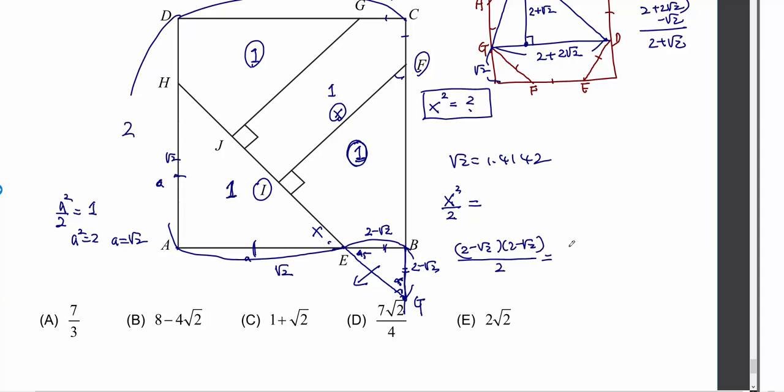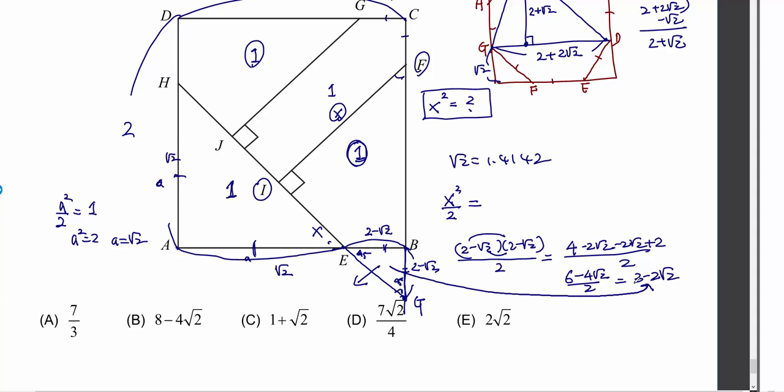2 times 2 is 4, minus 2 root 2, inside is negative 2 root 2, plus 2. You can solve it this way too, it doesn't matter, okay? So this is 6 minus 4 root 2 over 2, which is 3 minus 2 root 2. 3 minus 2 root 2 is the area of this side. But this is 1 over here. Total area is how much? Plus 1, so 4 minus 2 root 2. That's the area, right?